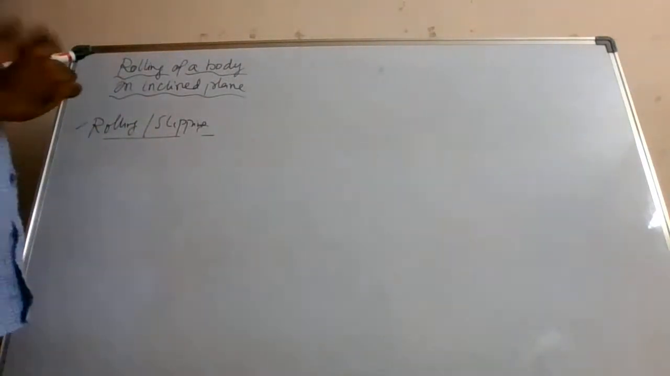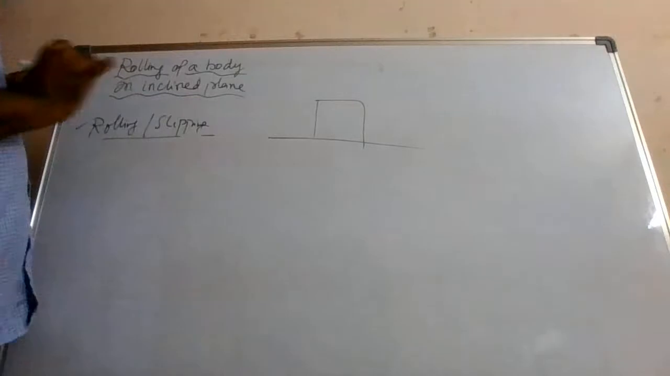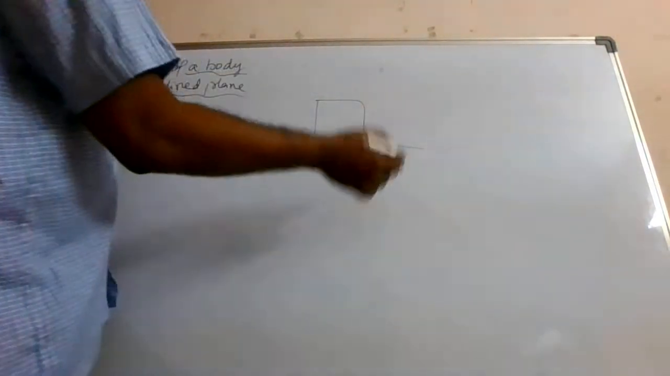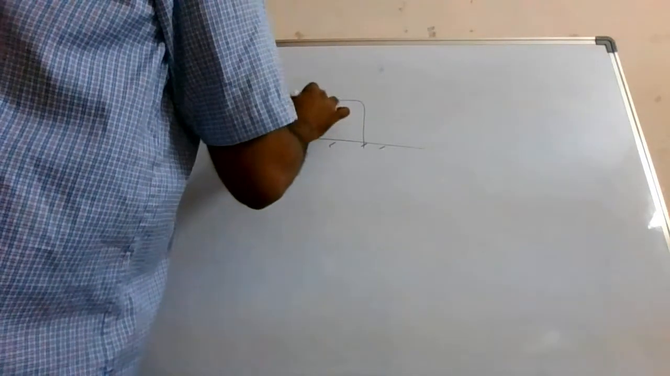Rolling and slipping are terms you will come across, so let us first understand them. This is a simple example. There is a body kept on the ground, let us say a little rough surface. It is creating, let us say, friction, and you are applying a force here.